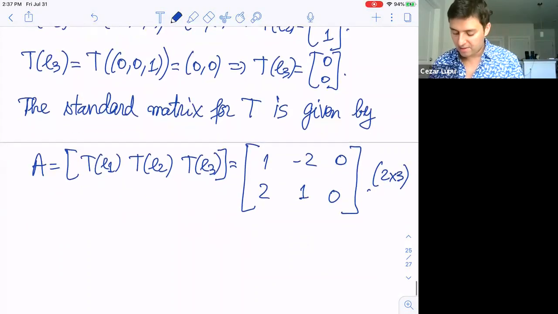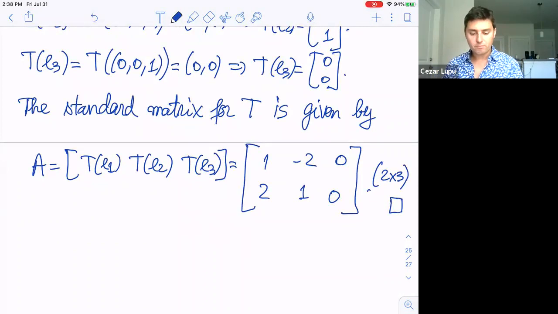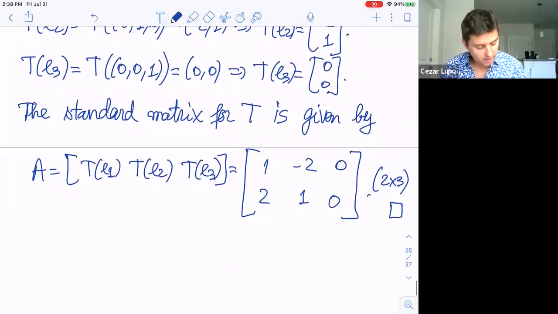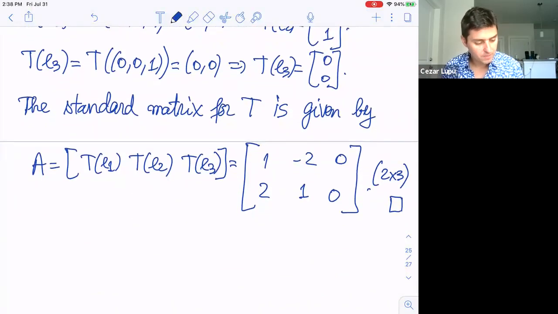This is how we write a matrix in the standard way. This is how we find a standard matrix for a linear transformation. Okay, well, let me mention something here. A little practice will enable us to determine the standard matrix for a linear transformation. Let me give you an example.